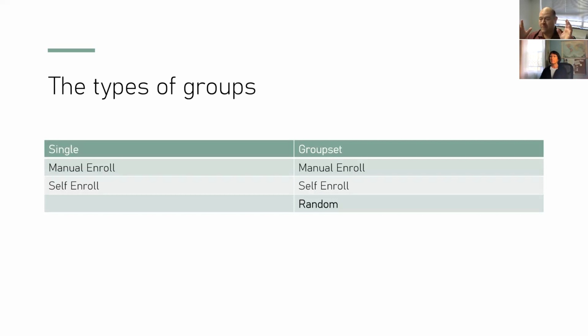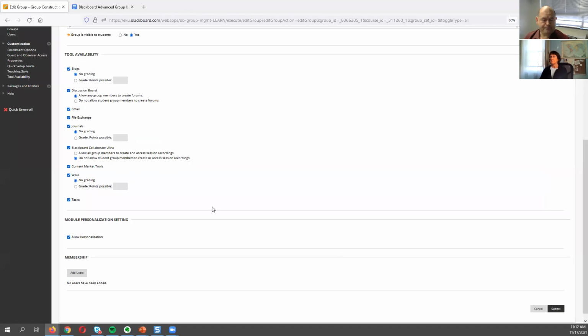There are two main features. Either you're going to do a one-off group or you're going to create multiple groups at a time. And you're either going to manually enroll students yourself, you're going to have them self-select, or if you're doing it as part of a group set, you will randomly assign students either based on the number of groups you want or the number of students you want in every group. Now, this is where things kind of get complicated, so I hope to break it down right now.